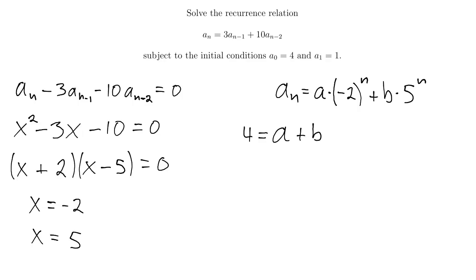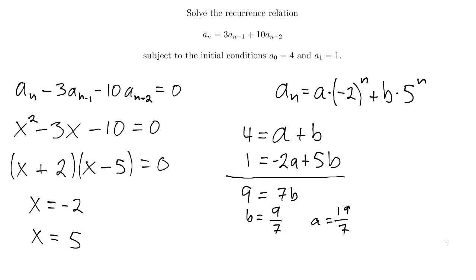That looks good. Okay, and then let's see what happens when I plug in 1. When n is 1, I get an output of 1. So a_1 is 1, and that's equal to a times negative 2 to the 1, that's negative 2a, plus 5b. All right, and now I have a system of linear equations, two equations, two unknowns, so I should be able to solve for a and b.